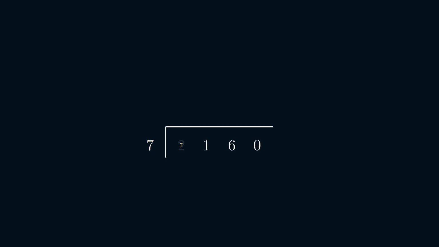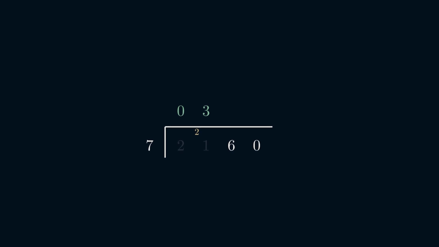7 tries the first digit, 2. It does not fit, so the first quotient digit is 0. That 2 is not thrown away. It becomes the small carried digit beside the next digit. Now the carried 2 joins the 1, making 21. 7 fits into 21 3 times. The 3 rises into the quotient line.